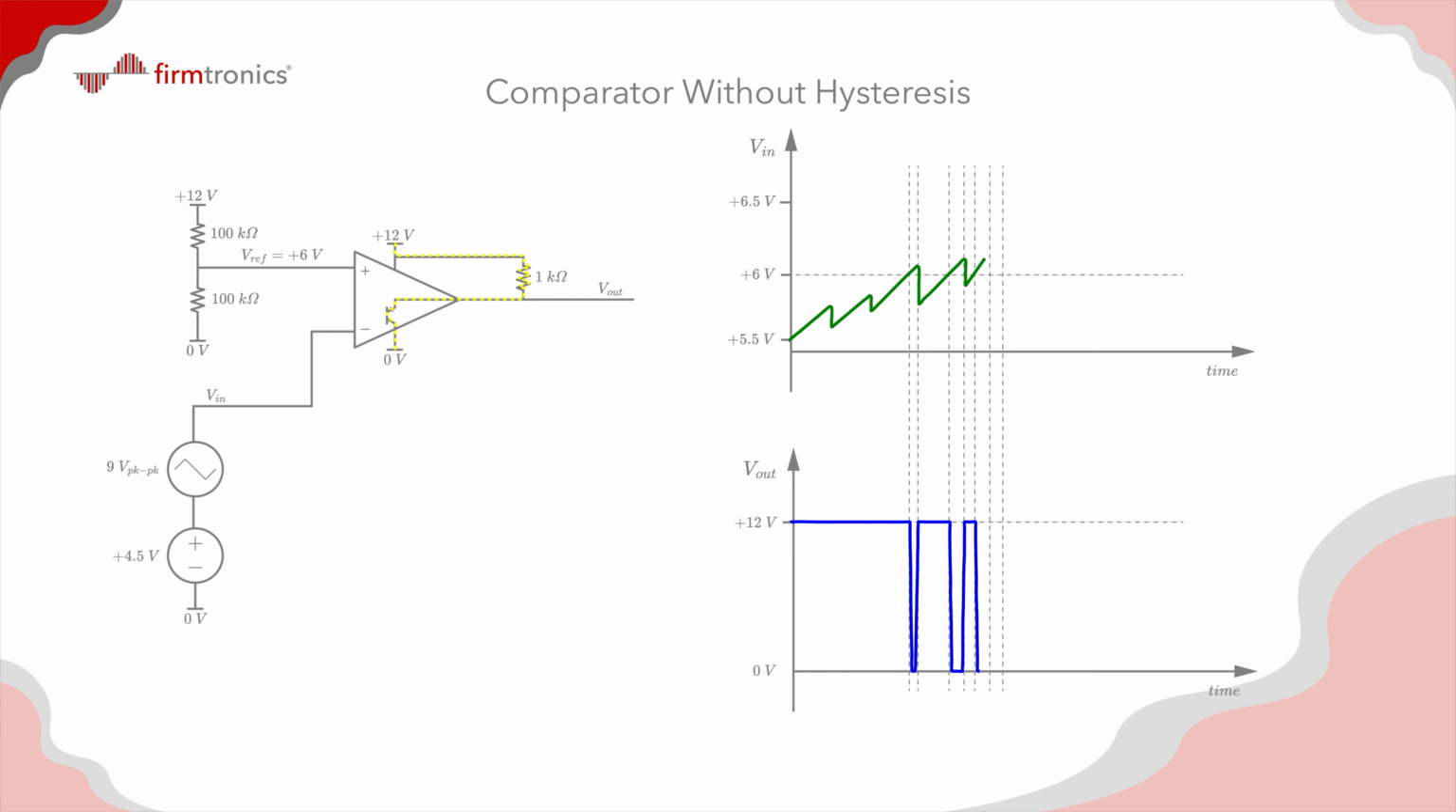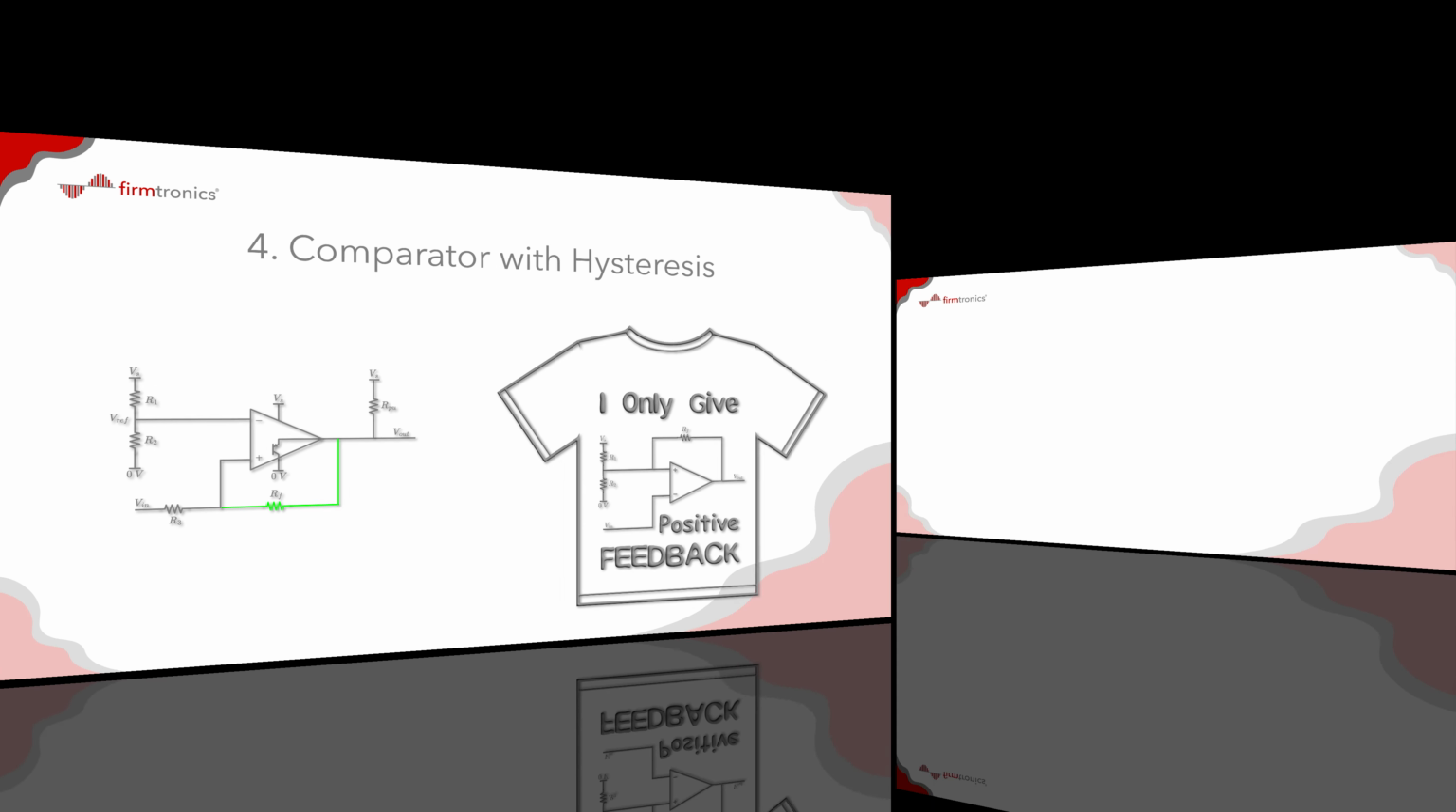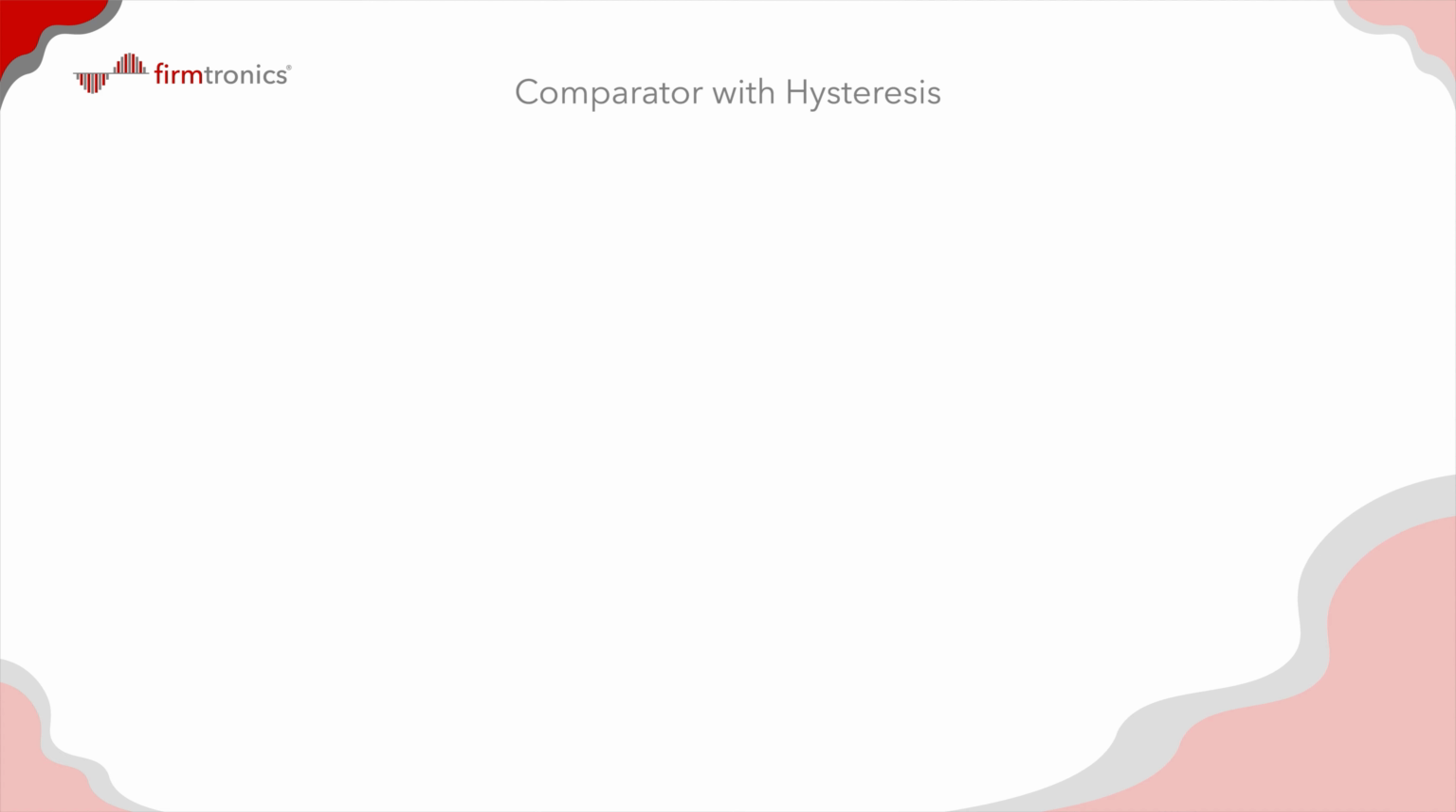In the next slide, I'm going to show you how to add hysteresis to the design to ensure smooth level transitions every time. The level of hysteresis can be designed to cater for the level of noise in the system. So let's look at a comparator with hysteresis.